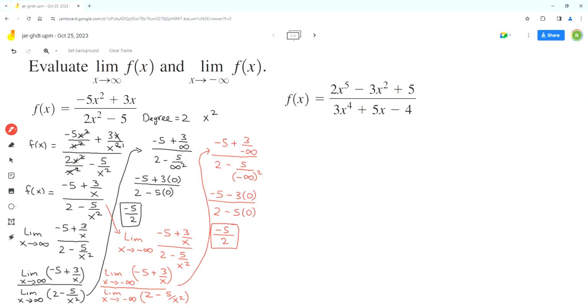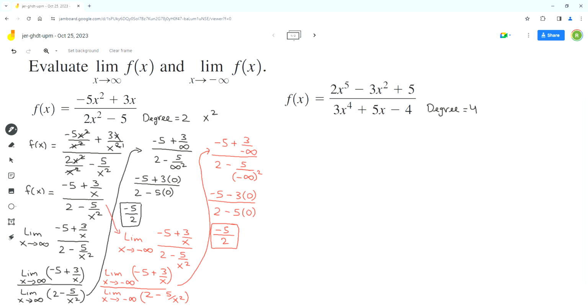Now we are done with the first function, so we can analyze the second function. We'll start by analyzing the degree of the denominator. In this case, the degree of the denominator is 4, because that's the highest power on x in the denominator.